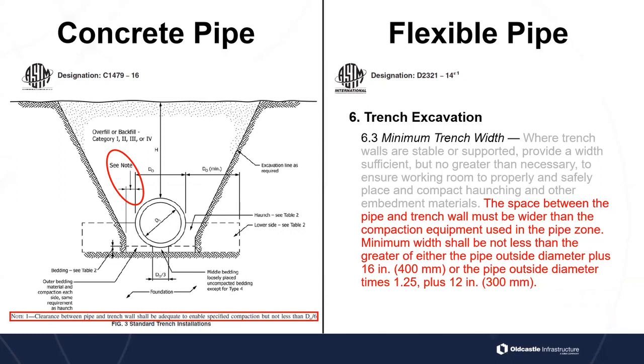Minimum width shall not be less than the greater of either the pipe outside diameter plus 16 inches or the pipe outside diameter times 1.25 plus 12 inches. So that's total width, if you remember here, right? So it's diameter plus 16 inches. On that one, that's kind of interesting because when you look at the 16 inches, that's only 8 inches on each side. So if your compactor is 6 inches, then yeah, the 8 inches should be enough. But if it's a little bit bigger, if you're compacting and your plate there is 12 inches, then you're going to need to go probably 14 inches on either side. So keep that in mind. Depending on what type of compaction equipment you're using, you're going to need to make sure that they've got the correct trench width.